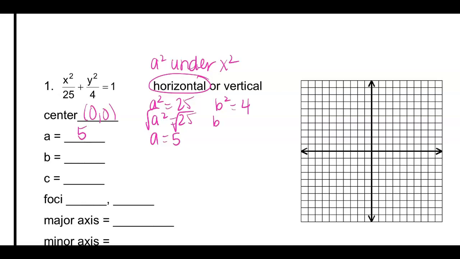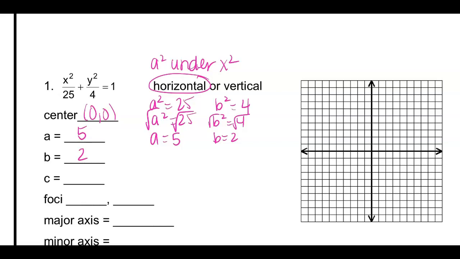And then for the b value, again, there's methods to my madness. I'm going to square root both sides. b is going to equal 2. Again, technically, especially since we square rooted both sides, it should be plus or minus 2. But since I'm talking about a distance, we're only going to make this a positive 2.